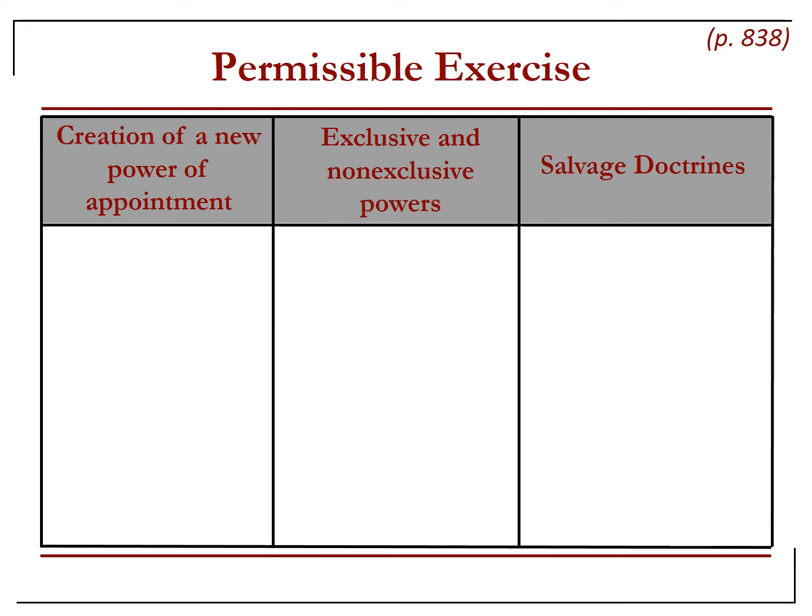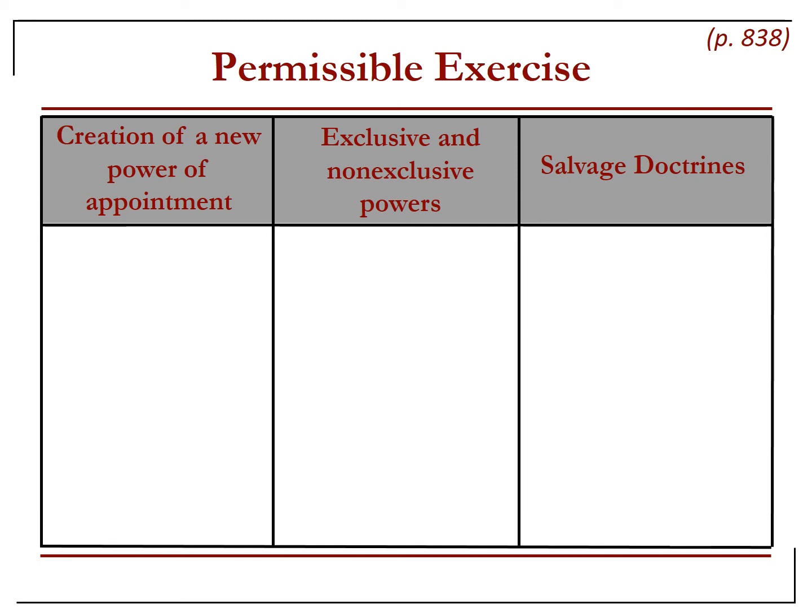So as we previously said, to exercise a power of appointment, first, the donee has to manifest an intent to exercise the power. Second, the manner of expression must satisfy any formal requirements that the donor might require. Third, the appointment must be a permissible exercise of power.